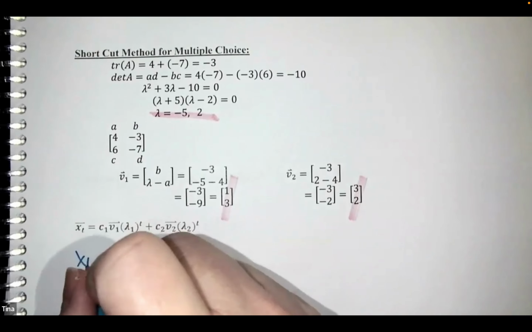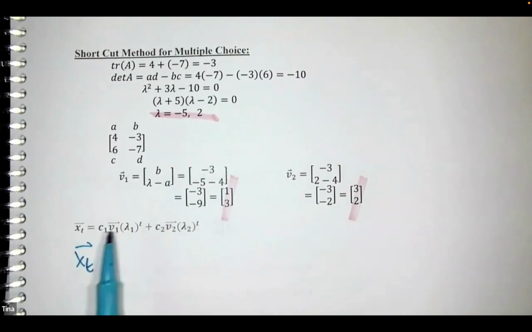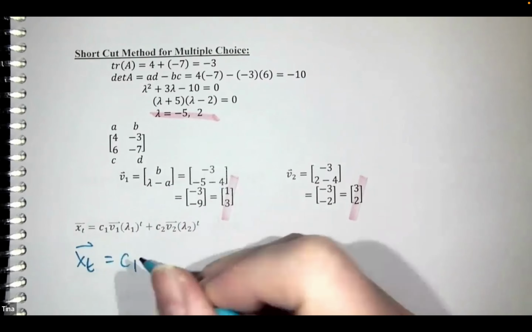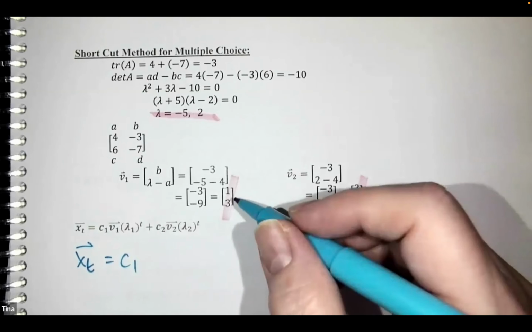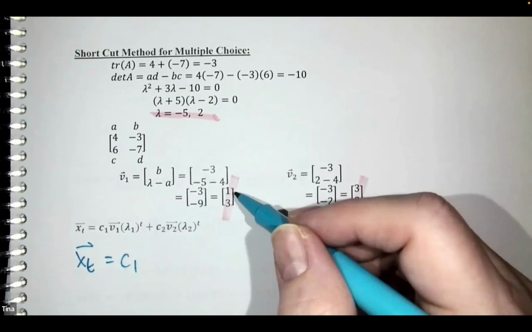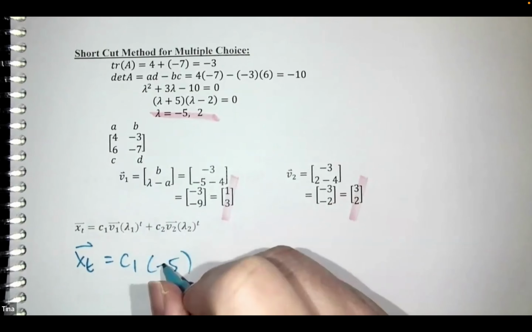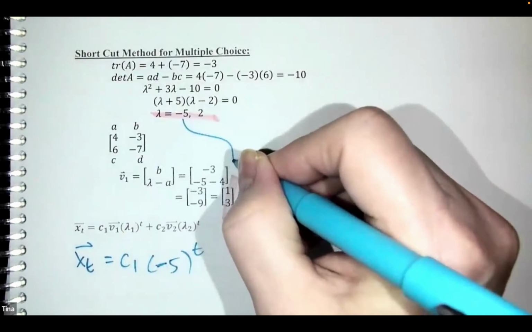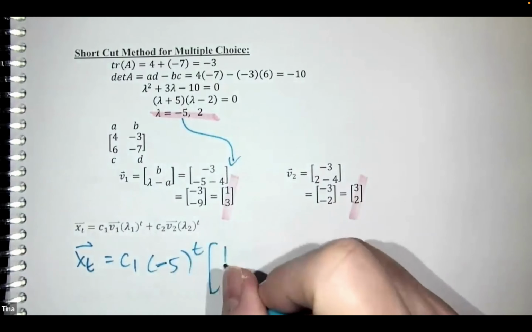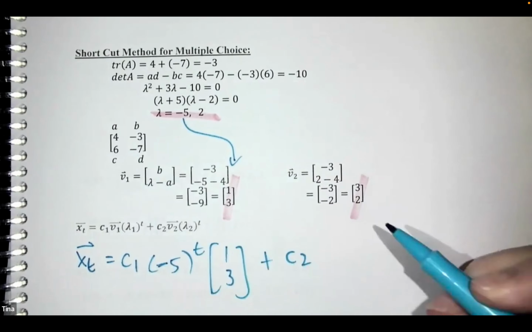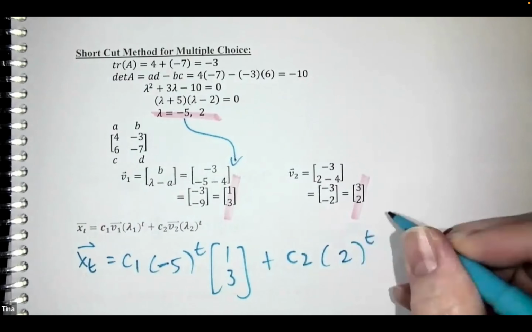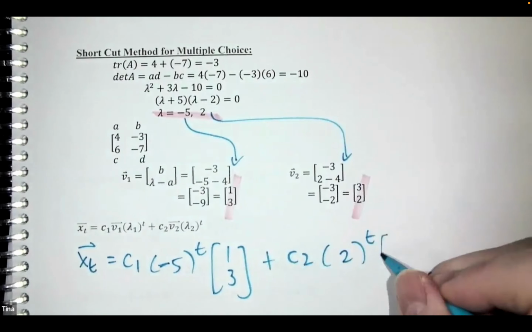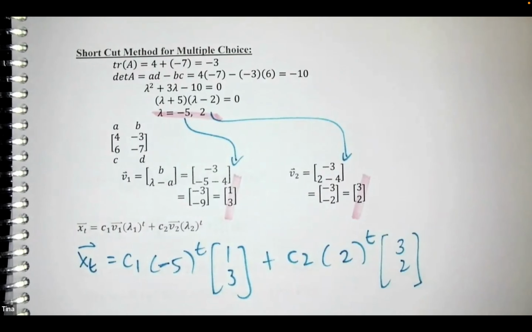Well, we have x of t is, you can use alpha and beta. I'm just going to use C1 and C2. So C1, and it doesn't matter the order of these things either. So if you want to put the lambdas first or the v's first, it doesn't matter. Whatever makes you happy, okay? So our lambda is -5 to the t, and that was for lambda is -5, the vector is 1, 3. Another constant, c2 or beta if you want, that lambda was 2, so 2 to the t, and that lambda gave an eigenvector of 3, 2.